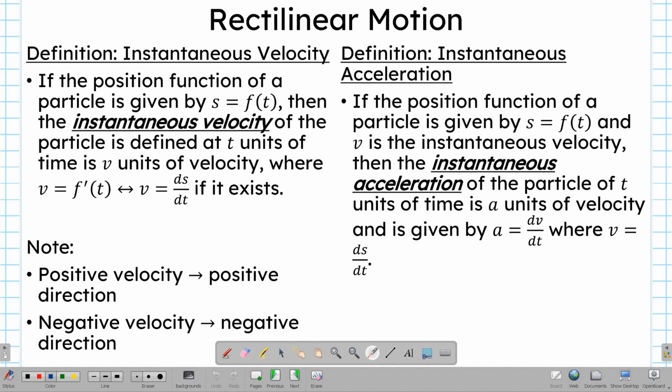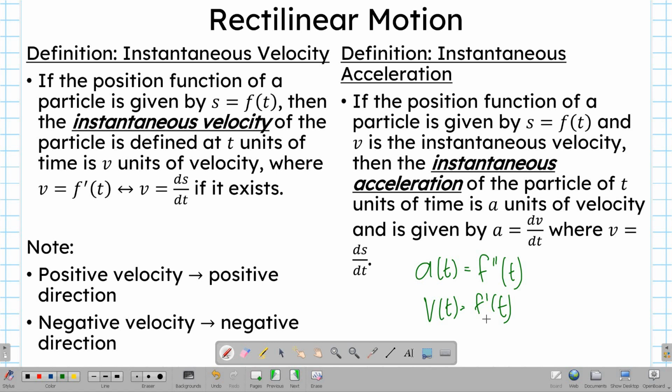So given the position function, the instantaneous acceleration is actually the derivative of the velocity function, which goes to say that the acceleration function is actually the second derivative of the position function. The velocity function is equal to the first derivative of the position function. That's why in our previous lesson of higher order derivatives, there was already a mention of velocity and acceleration.